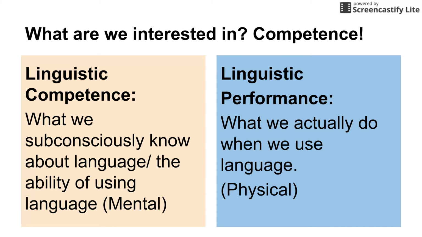So what are they? Competence is what we subconsciously know about language, or the ability of using language. This is more the mental part of language. And linguistic performance is what we actually do when we use language. This is likely the physical part of language.